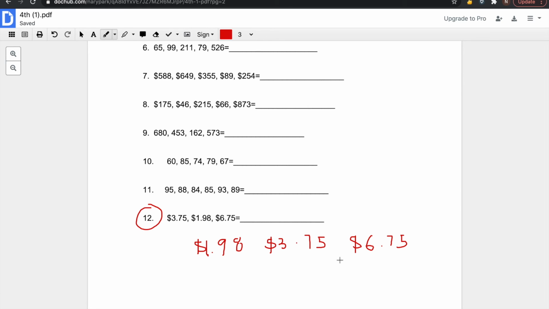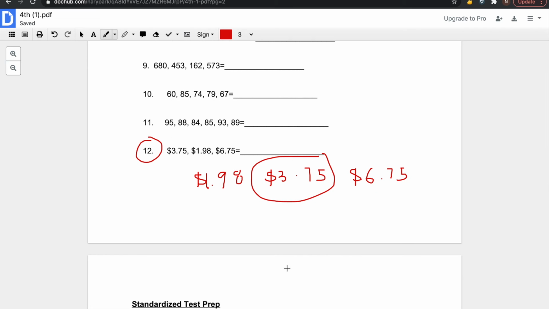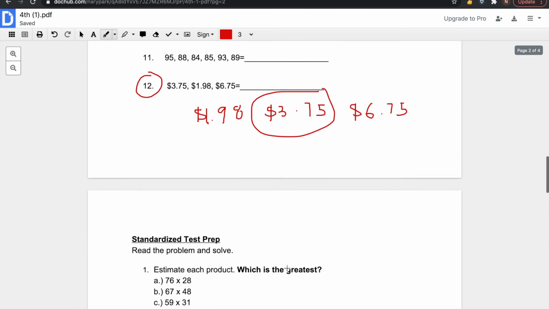Now, with this, we need to find the number in the middle. This is really easy because there's an odd number of numbers, right? So the number in the middle is obviously going to be $3.75. That's it. The mean, remember, is the middle number in a set of numbers ordered from least to greatest. That's as easy as that.